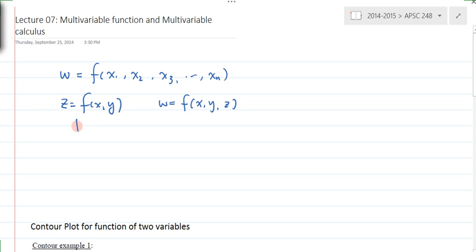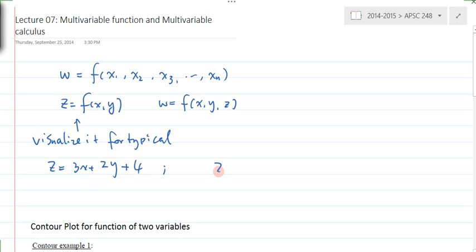So essentially, how do you visualize it? For typical ones, such as z equal to, for example, 3x plus 2y, or maybe plus 4, like this kind of case. So you know what this is. This is a plane, right? This is a plane here, and maybe it will be like this.